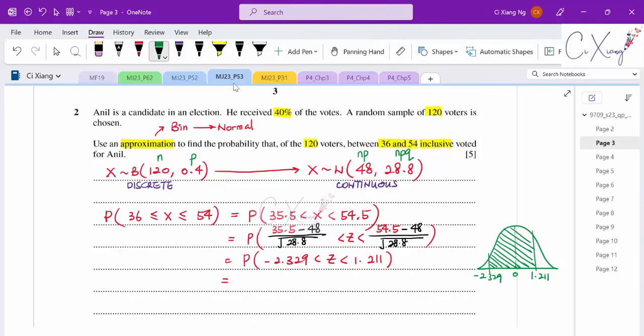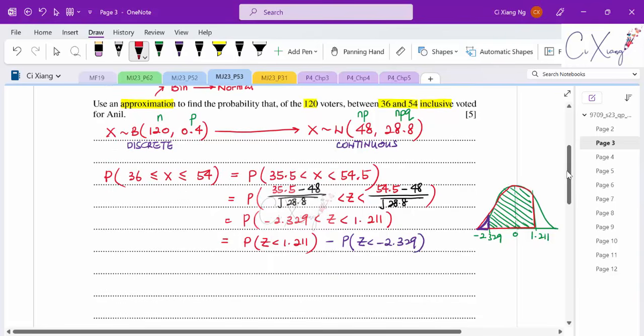So for me, I will use the basic one. If I want to find out this probability, basically I need to find out this red color area first. For this red color area, if I write it out, it should be the probability of Z smaller than 1.211. And after that, I need to minus this small area of purple color. If I take the red color area minus the purple color area, then I will get the shaded area that I want. Therefore, it should be minus the probability of Z smaller than negative 2.329.